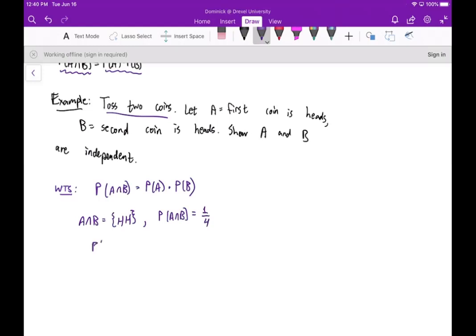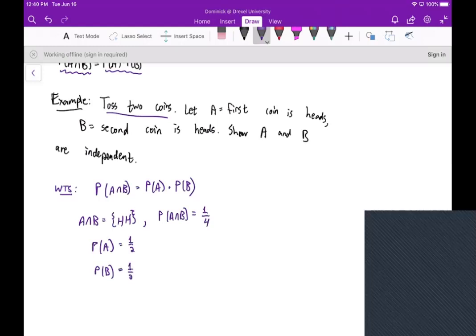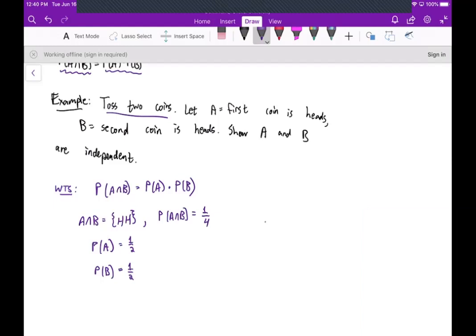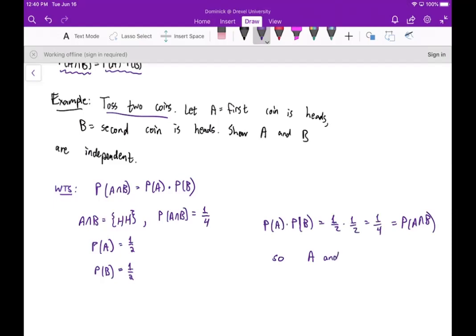And now each of these individual probabilities, probability of A, probability that the first coin is heads, is 1/2. And the probability that the second coin is heads is also 1/2, right? So of course we're going to see that if I were to do probability of A times probability of B, I'm going to get 1/2 times 1/2, which would be 1/4, which is the probability of A intersect B. So this shows A and B are independent.